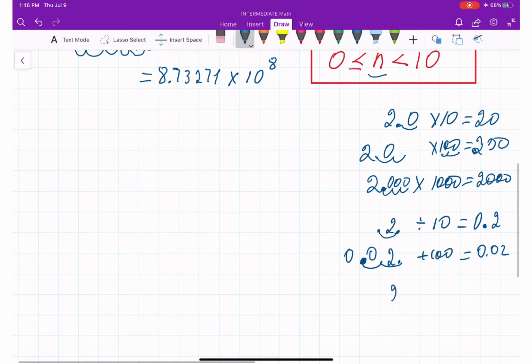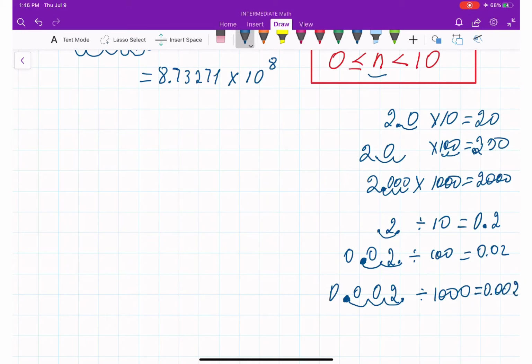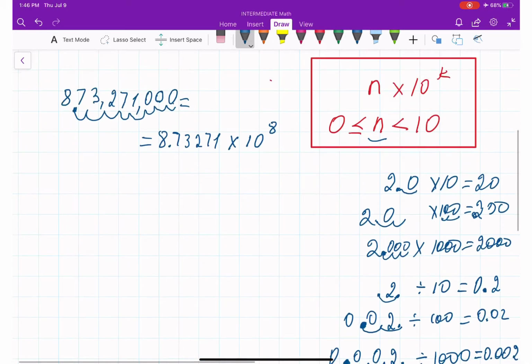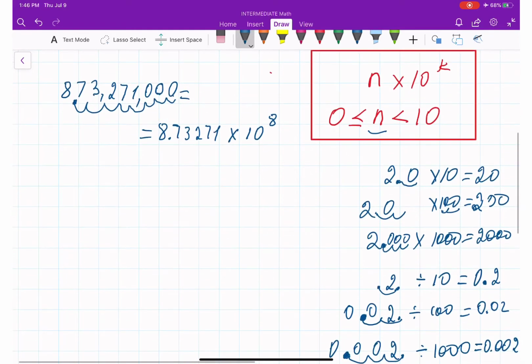Dividing by 1,000. Let me fix this, it looks like addition. So dividing by 1,000, my 2 point is here. By 1,000, it's going to be 1, 2, 3. So 0, 0, 2, here is 0. 0.002. Okay?